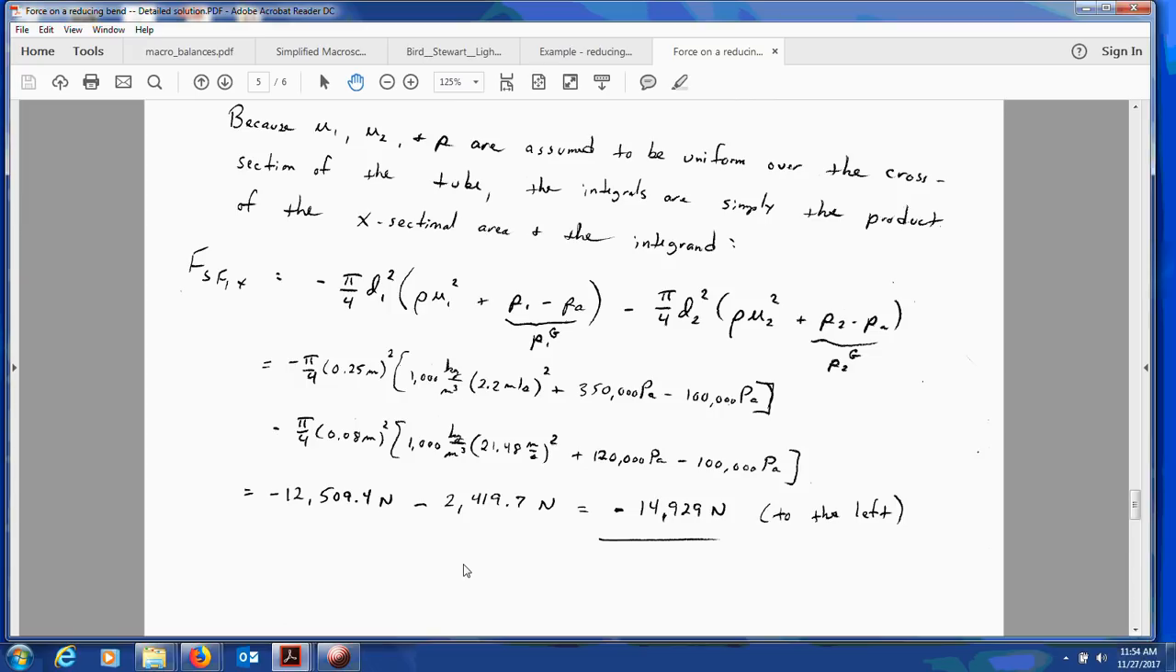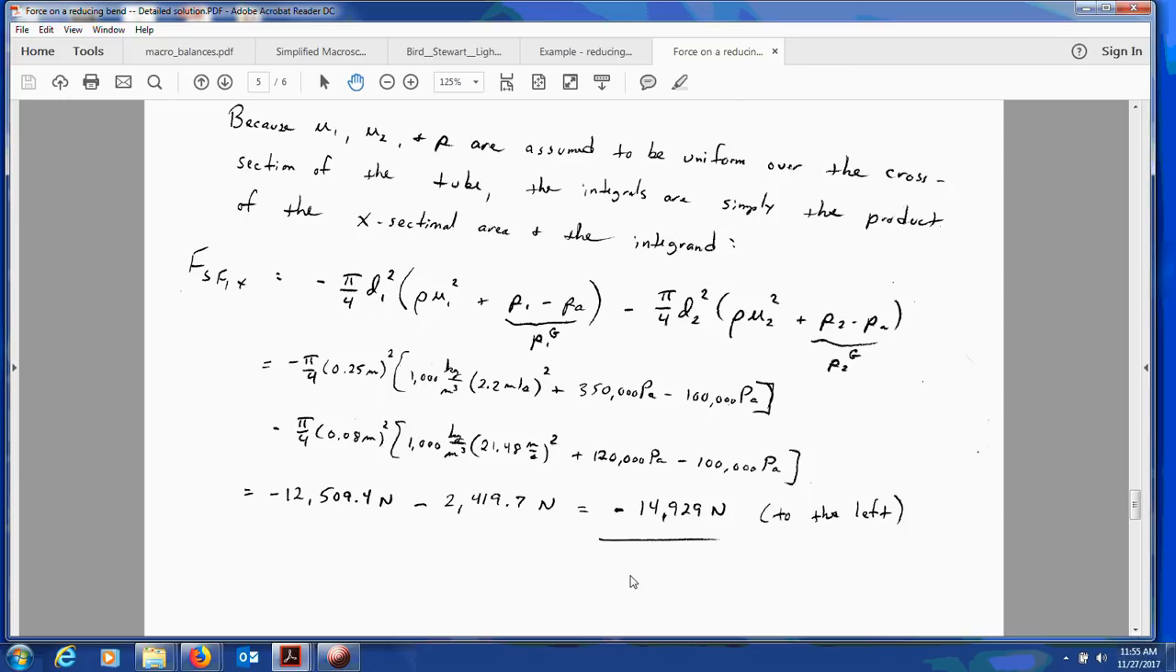So putting this all together, we find that the total force the flange bolts must resist is minus 14,929 newtons. There's a minus sign indicating that the bolts have to exert a force in the minus x direction, and that's because the pressure and the change in momentum both exert forces in the plus x direction. They try to blow off the bend in the plus x direction towards the right, and as a result, the bolts have to exert a force to the left to prevent the bend from flying off in the x direction.